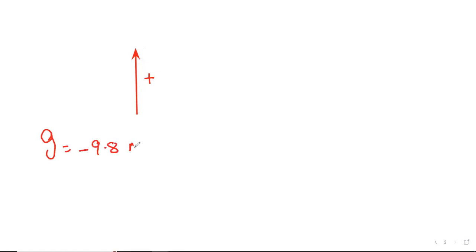Why 9.8 meter per second per second? Because the gravity goes downwards, and I assumed that the positive sense is upwards here. So the gravity is negative 9.8 in this case. So it depends on the positive sense.